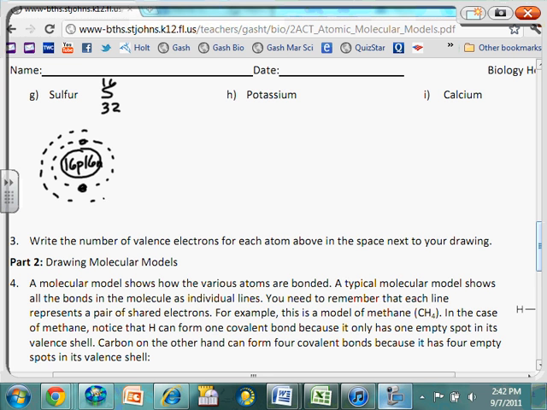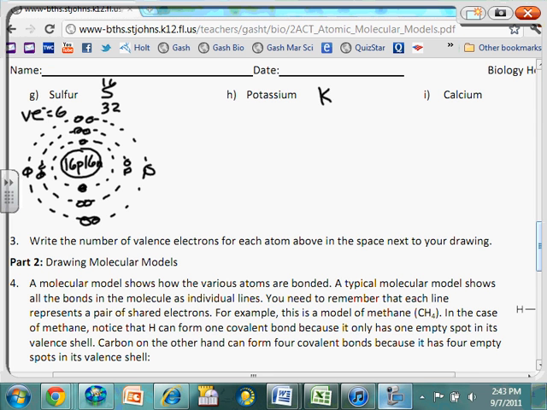We got 2 in the first shell. We're going to fit 8 in the second. So that's a total of 10. So that leaves us 6. And that outside. So yes, indeed, sulfur, just like oxygen, has a total number of valence electrons of 6. And again, valence electrons, number of electrons in the outside shell. All right, potassium is an interesting one.